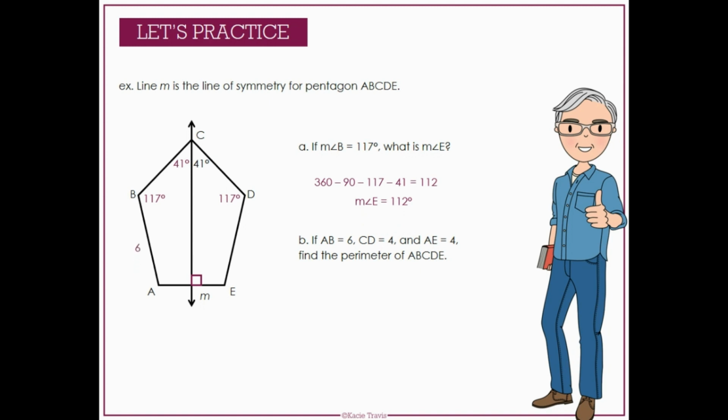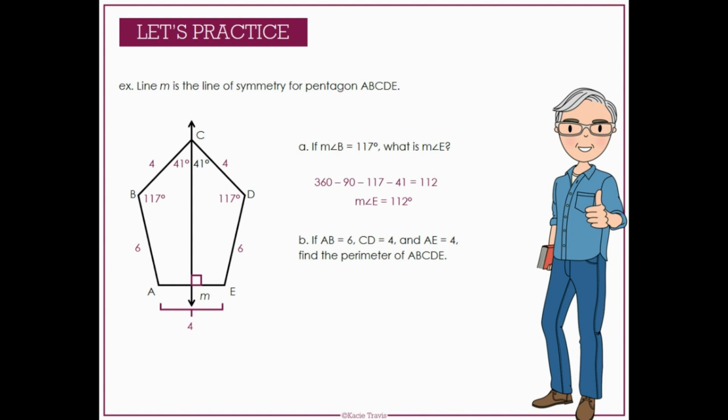I know AB is 6. DE, sorry, not CD, DE, my fault. So AB and DE, those are both going to be 6. That's because those sides match up with each other across this line of symmetry. Now, if that's the case, if CD is 4, that means that BC is also going to be 4. Now, down on the bottom, I know that that whole length from A to E is 4.